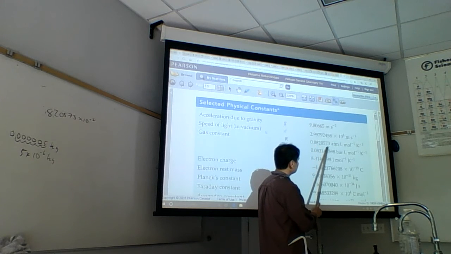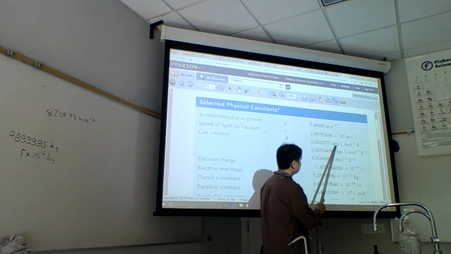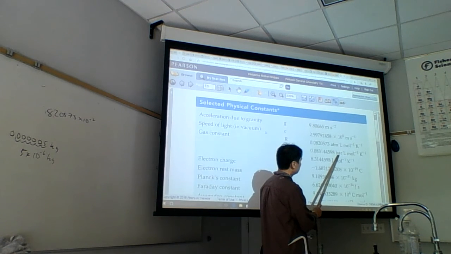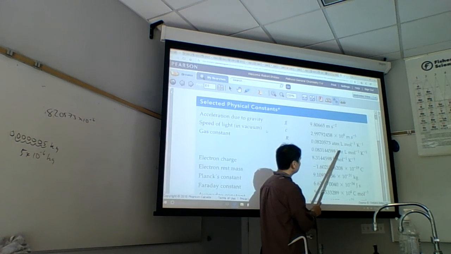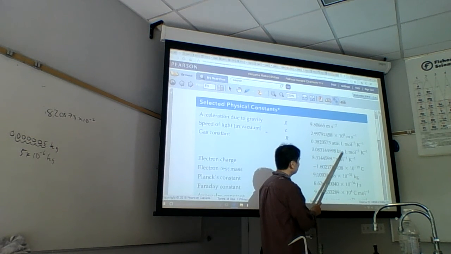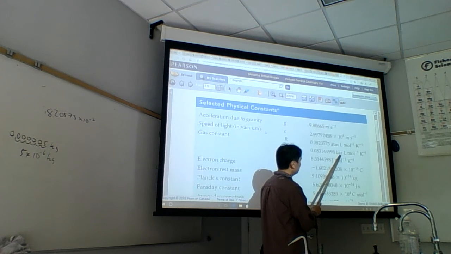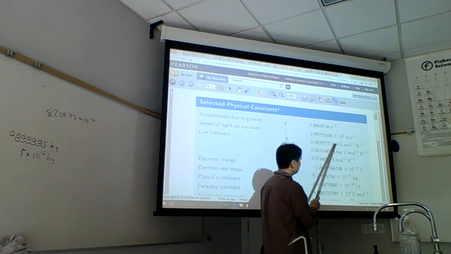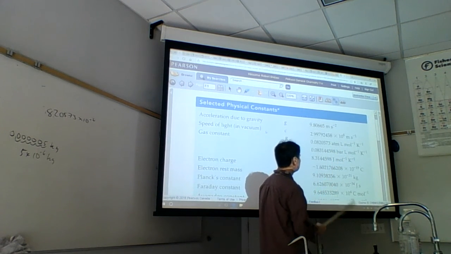If we have this as our R, then rather than using dimensions or units of atmosphere, we can use dimensions of bar. A bar and atmosphere are very similar, so the numbers are close. This is 82, this is 83. And so the numbers are similar, but they're slightly different. A bar is what the Europeans use. We use atmosphere. But otherwise, all the other dimensions are the same.